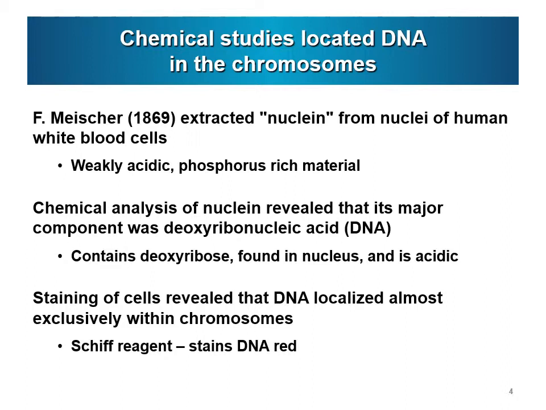And so it was found that the nucleus contains desoxyribose and it is acidic. Another fact is that staining of cells revealed that DNA is localized almost exclusively within chromosomes, about which we have talked at our first class when we were running a little introduction for the course. And Schiff reagent is used for DNA staining, and it stains it red.